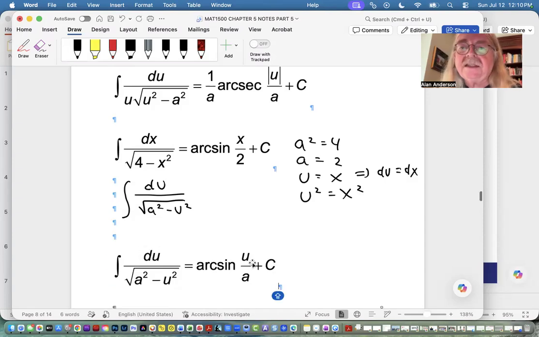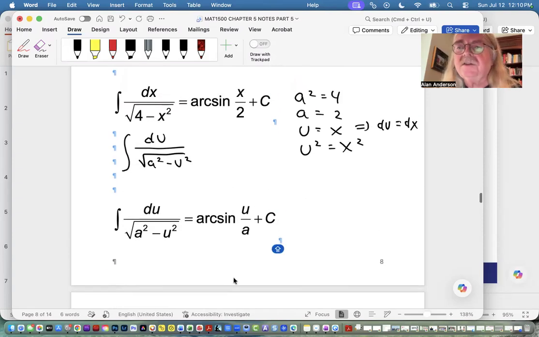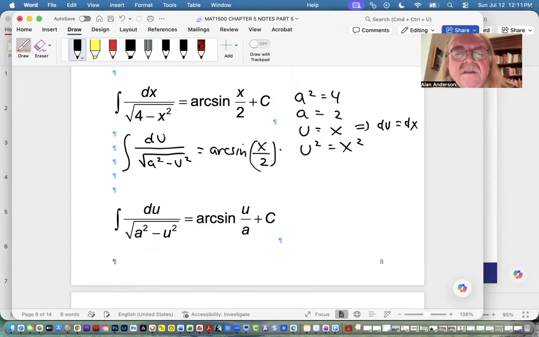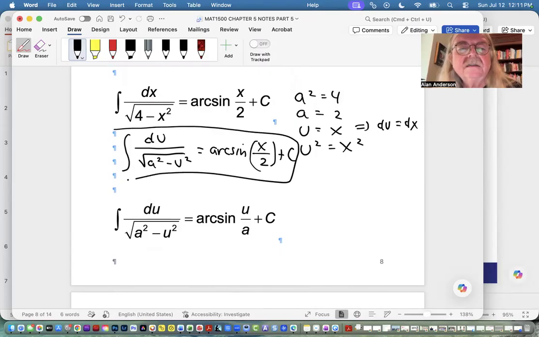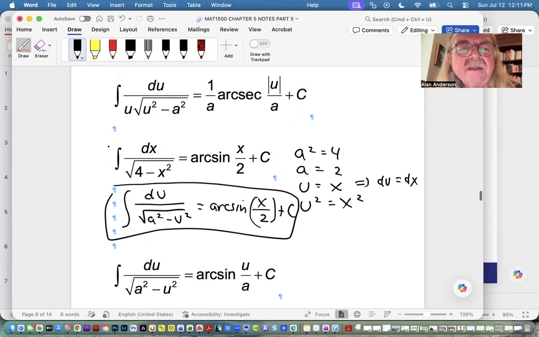So in other words, by writing it like that, it's obvious that this is an arcsine problem. So u is x, a is 2, and we're done. So the whole thing was rewriting it in terms of u and a, where a is a constant, and lining it up with one of these formulas. Okay.